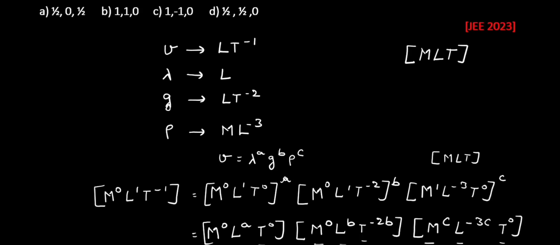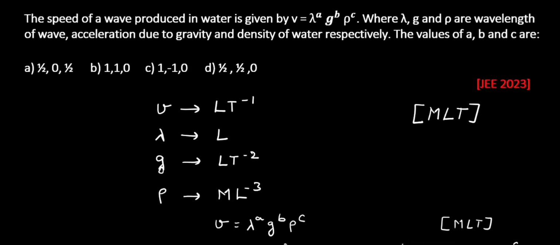We can check the options. Here we have option D, which is the right answer. We have 1 by 2, 1 by 2, 0. So this is how we have to do this sum.